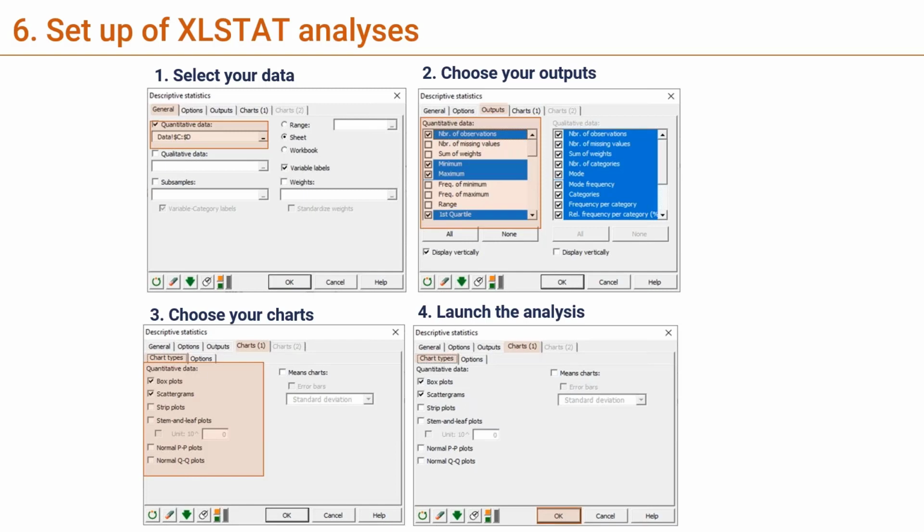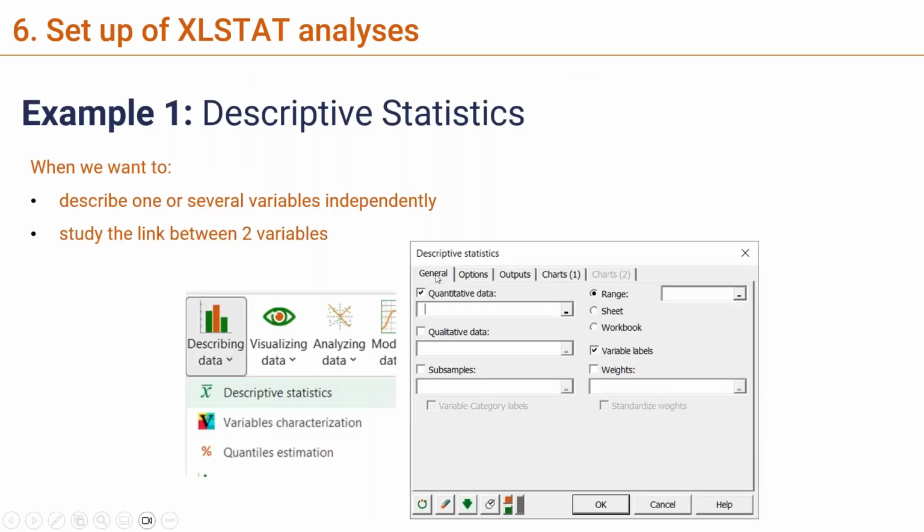Whatever you choose here will appear in the XLSTAT report tab. You can also choose to have some charts in the report, and the OK button will launch the computations. Computations are run in C++, which makes it really powerful and quick. And the interface is built in VBA. Let's see 3 examples.